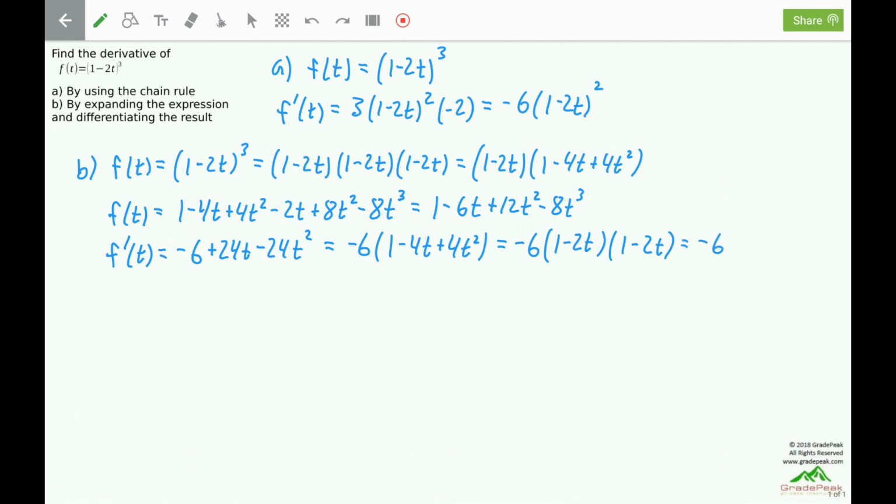Since those are the same, we can write that as quantity squared, and you see that matches exactly the derivative that we had resulted in part A. F prime of t is negative 6 times (1 minus 2t) squared.